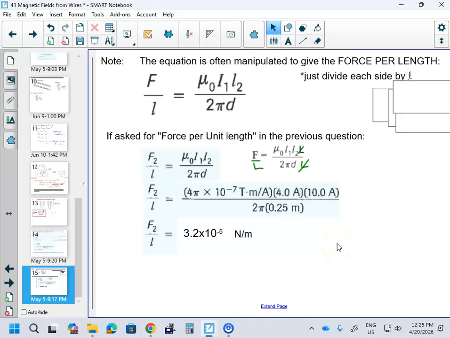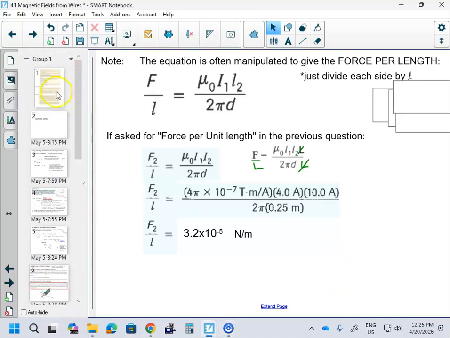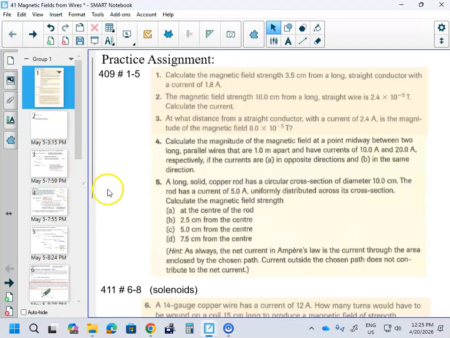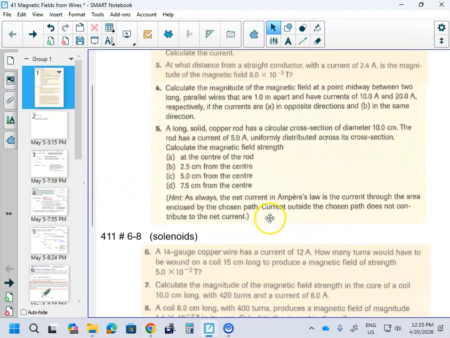Which is pretty common because wires can be any length and so on. And if you're interested in the total amount of force, you can just multiply out to get the total force, depending on how much wire you use. So yeah, that is Ampere's law and force between two parallel current carrying conductors, and your practice questions.